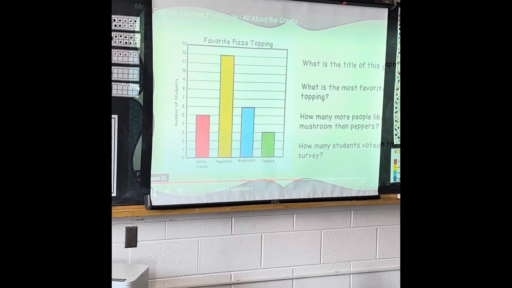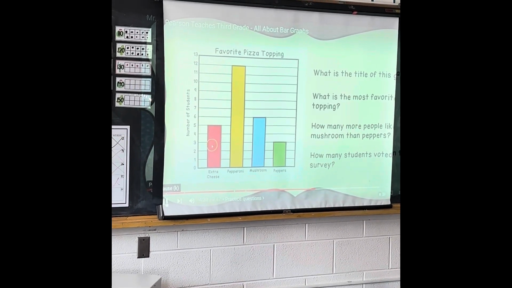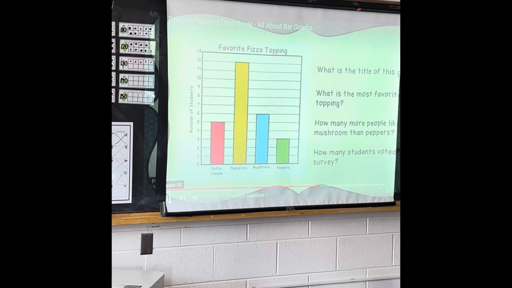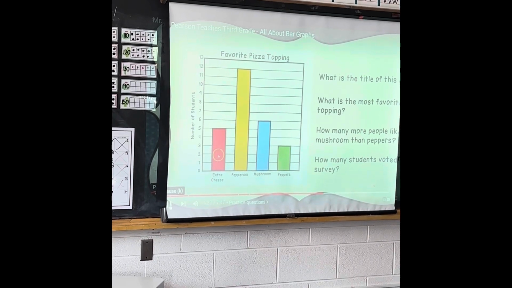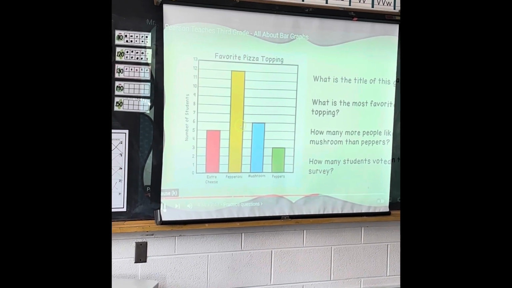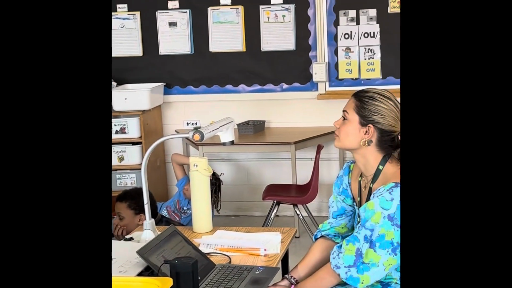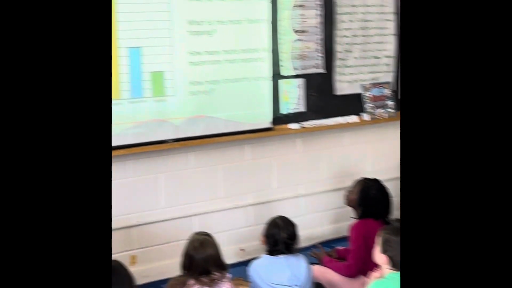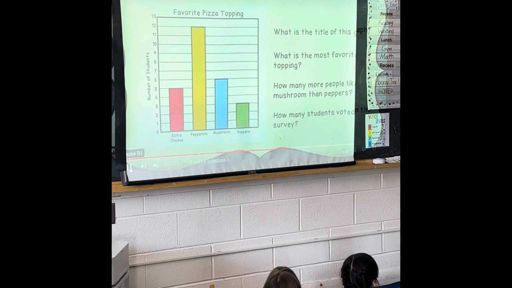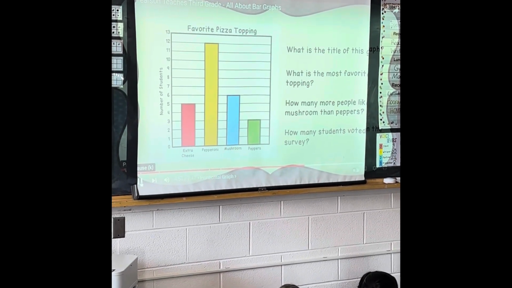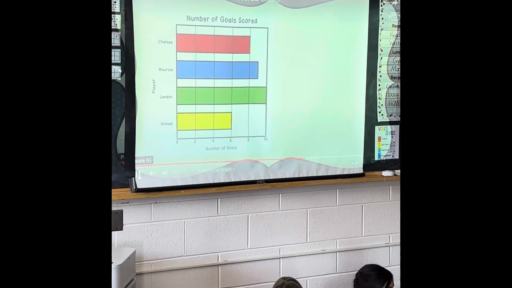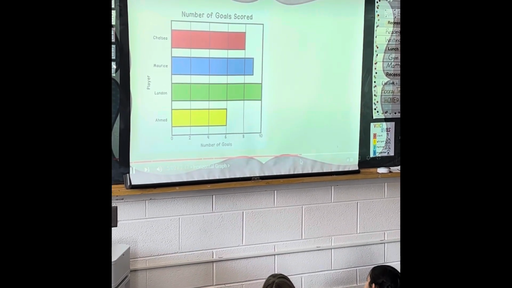And how many students voted in the survey? Well, we're gonna find out how much each one of these bars is worth. We're gonna add those numbers together. So we have 5, 1, 2, 3, 4, 5 like extra cheese, plus 12 like pepperoni, so that is 17. Plus 6 more like mushrooms, 17 plus 6 is 23. And then 3 people like peppers, so 23 plus 3 would be 26. How many students voted in the survey? 26 students. All right, here's another graph. This one is a horizontal graph, and we have some questions for you.